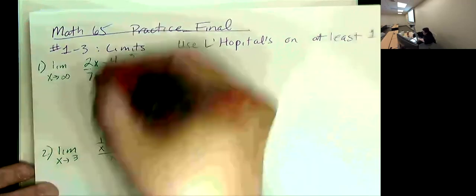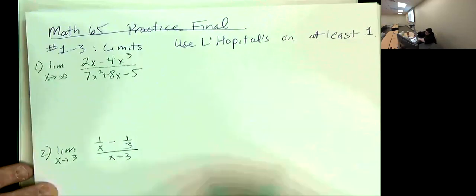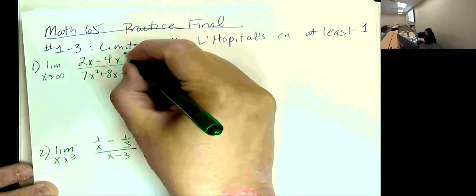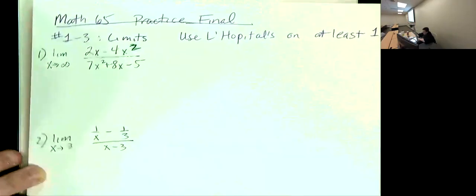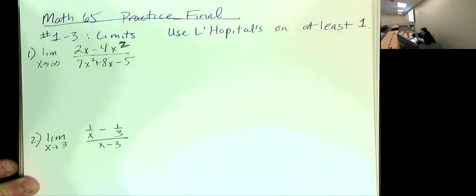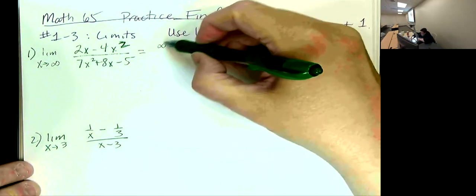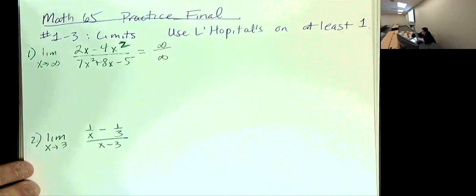That should be an x squared there. 2x minus 4x squared over 7x squared plus 8x minus 5. The limit is x goes to infinity. If we plug in infinity, we're going to get infinity over infinity. So this is a candidate for L'Hopital's.